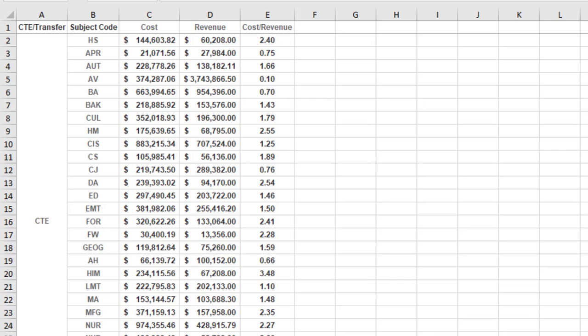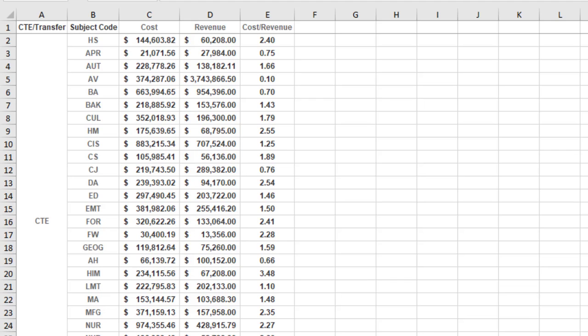Okay, everyone, so let's dive in here to our actual data. I downloaded, I think, the pertinent data from Tableau for this discussion. I got the subject codes here in column B, the cost of each of those subject codes, the revenue brought in by each of those subject codes, and then column E there, the cost over revenue is just the division of the cost and the revenue.